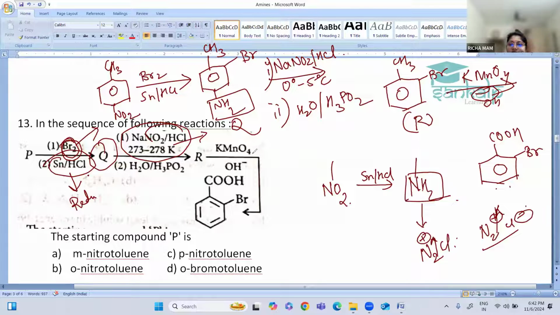Then KMnO4 is a good oxidizing agent. With alkaline KMnO4, your CH3 group is converted into a carboxylic group. So our answer is para nitrotoluene, option number C. Option number C, para nitrotoluene. Is it clear?